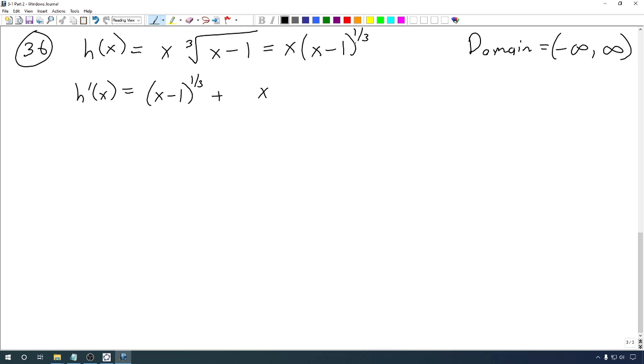Well, since we're dealing with a 1/3 power, we're going to bring down that 1/3. I'm going to go ahead and actually put it in front of the x. And then I'm going to reduce the 1/3 by 1. 1/3 minus 1 is -2/3. Then I need to multiply by the derivative of the inside. But this time the inside is just x minus 1. The derivative of that is 1. So I'm just going to leave that part out. It's just times 1.